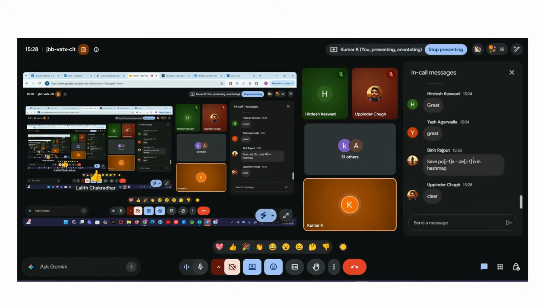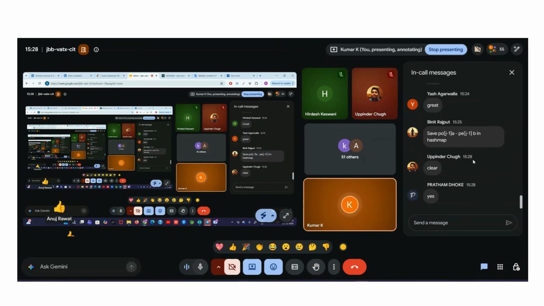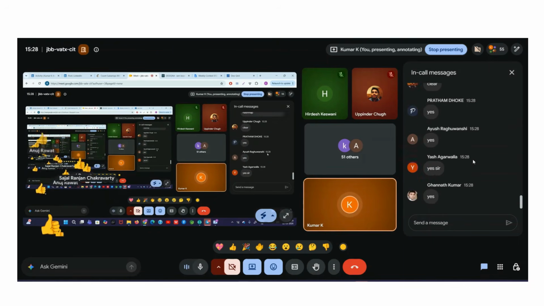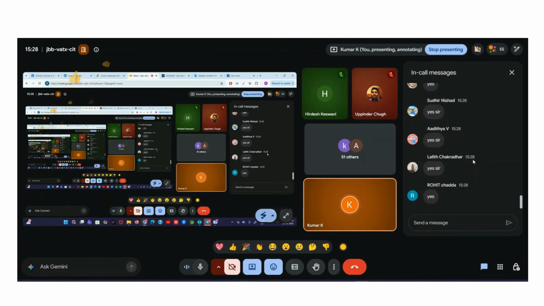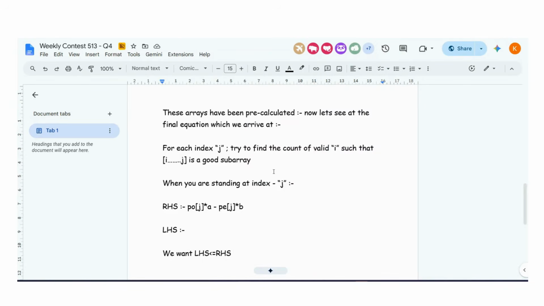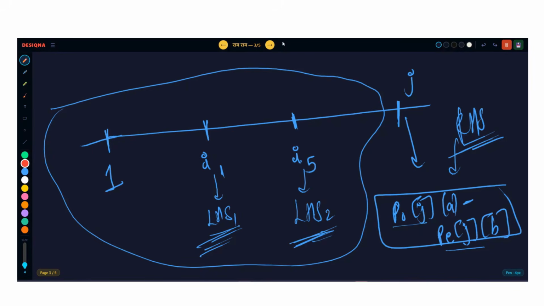Everyone write yes sir if you understand these things: that at each index j you calculate RHS. Now you are just trying to find out how many LHS on the left hand side are less than equal to us. Whichever LHS are less than equal to us, they all are good subarrays ending at index j. And you will do this algorithm for each index j. But now, how to do it efficiently?